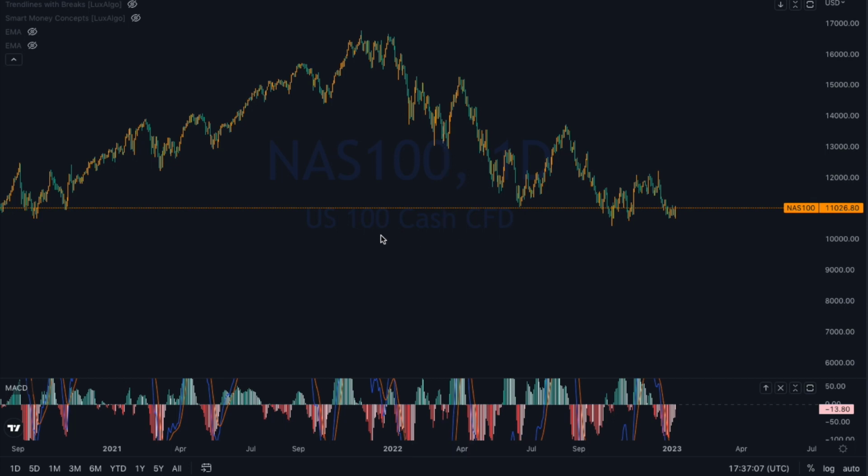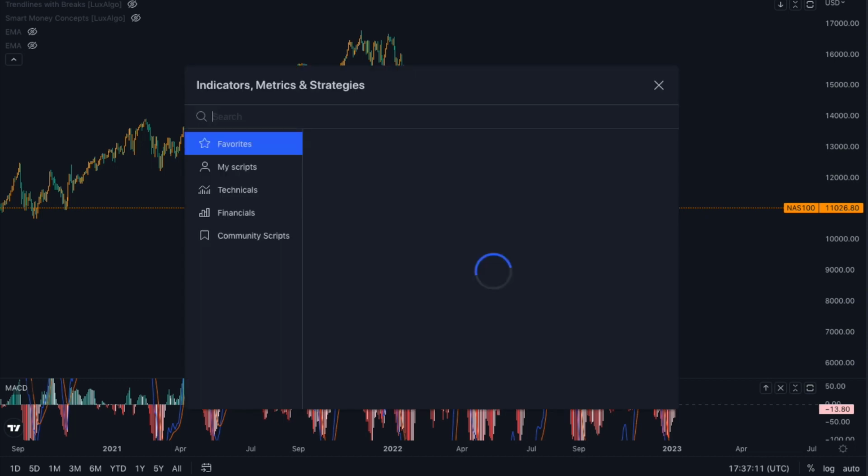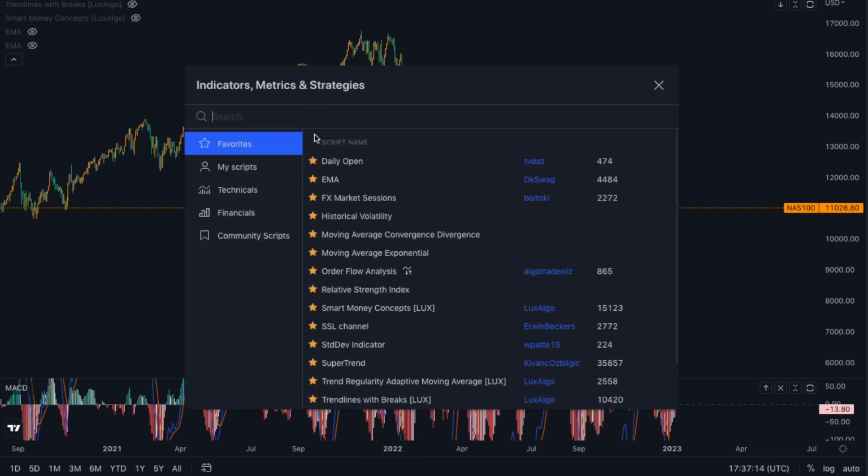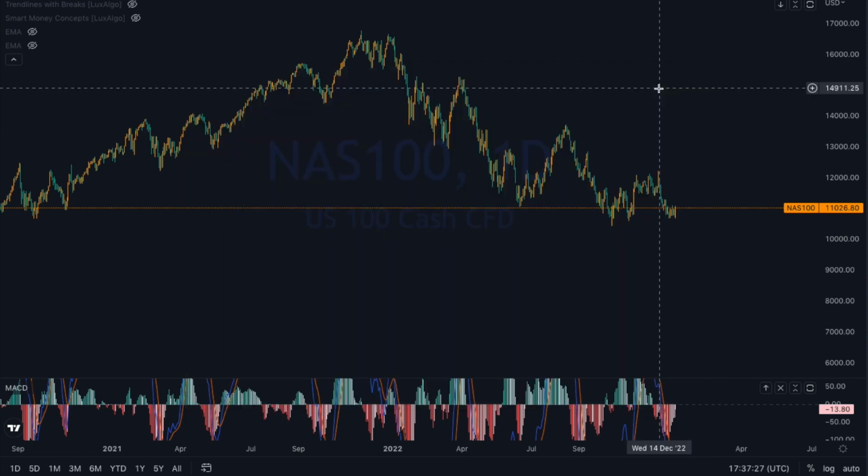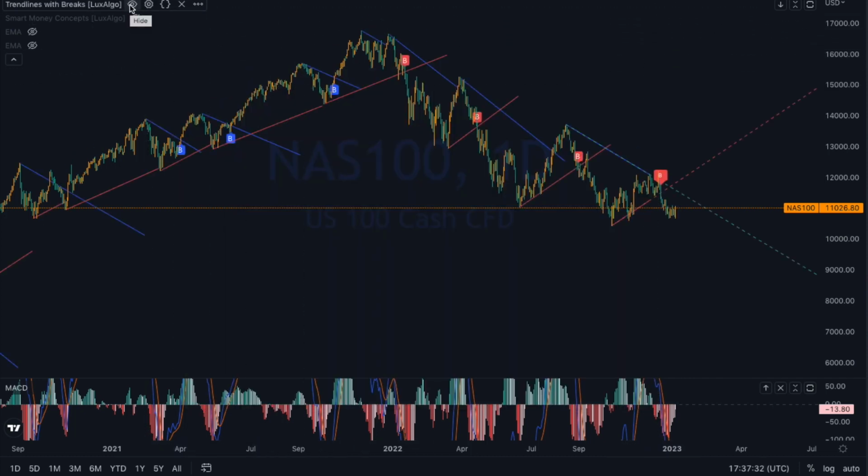First things first, if you want to find these indicators, it's real simple. You just go to your TradingView, in this search box, and type in the ones that you need. I already have mine selected over here, so there's no point doing all of that. I'm just going to X out of this, and we're going to turn on Trend Lines with Breaks by LuxAlgo, not via LuxAlgo, by LuxAlgo. So that's it here.